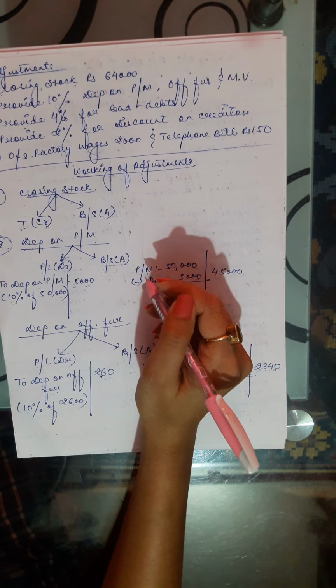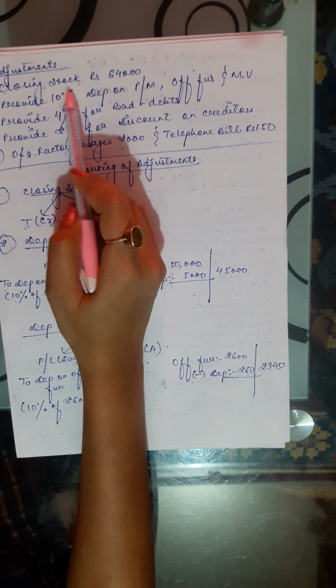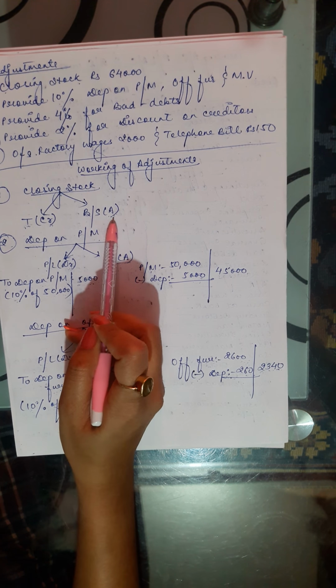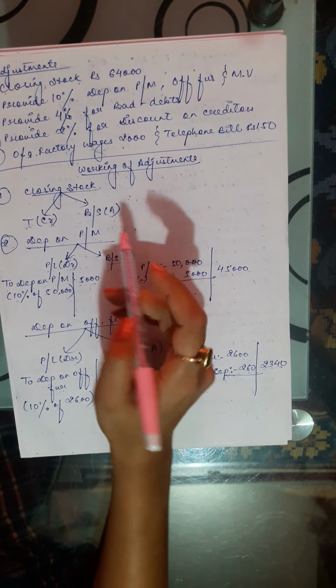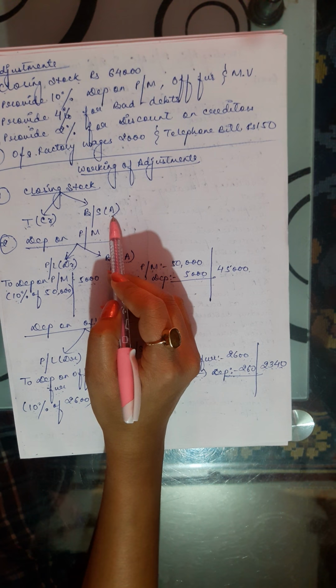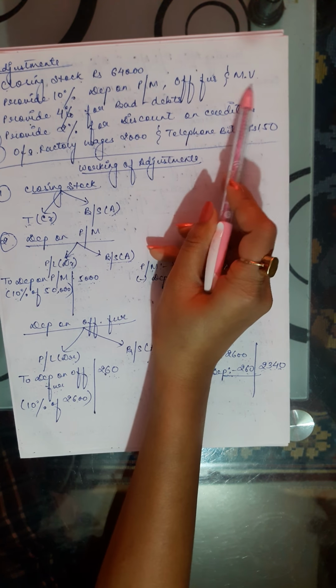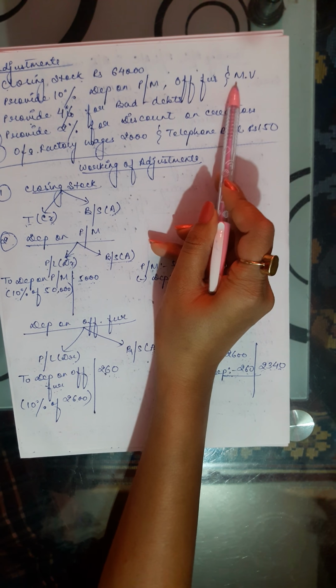Okay. The first adjustment is related to closing stock. So it will be recorded at trading account के credit side पे, and the second adjustment, the second bifurcation will be done in the balance sheet की asset side पे. The second adjustment is related to depreciation on 3 assets, that is plant and machinery, office furniture and motor van.